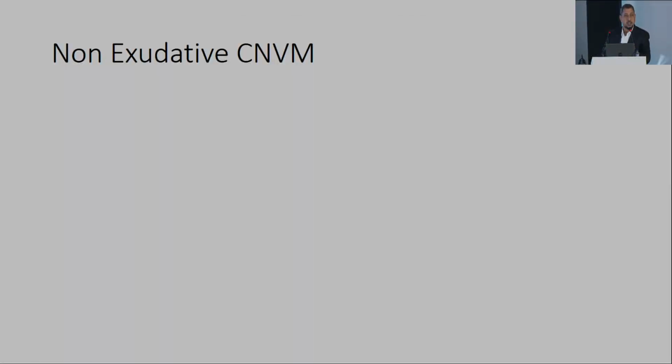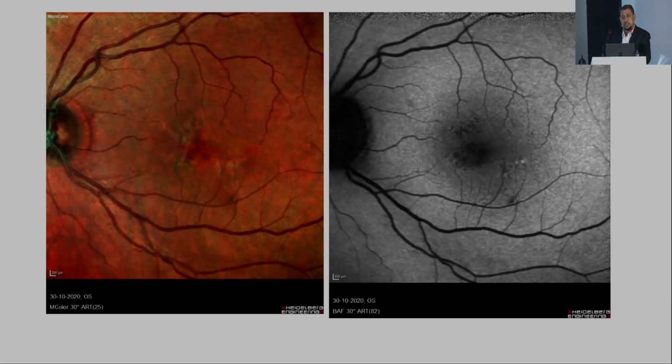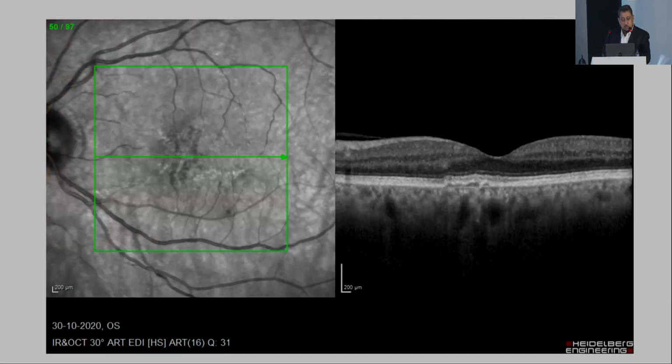This is one we said, how do you predict a CNVM? So this is the thing, it's called a non-exudative CNVM. You have a picture here which looks pretty much normal. There is no activity except for this. This is called a double layer sign. What is it? It's a separation of the RPE from the Bruch's membrane. You see a small gap over there, but there is no activity.